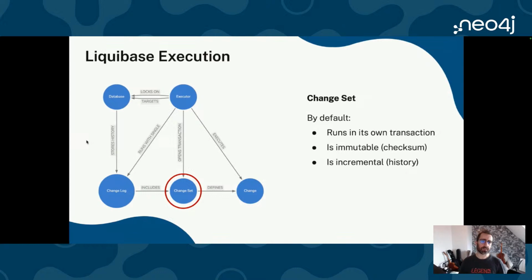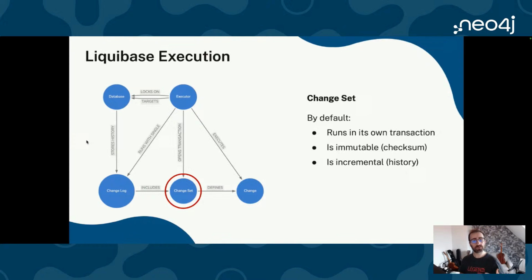Then, as I said, the executor, for each change set, by default, and I'm not going to go too much into details, will open a new transaction for each change set. And because it's stored in history, it will run it only once, so it's incremental. Once a change set has been run, it will be stored in history in the database, and it will not run again. And by default also, you're not allowed to change a change set after it's been persisted. So it's immutable by default.